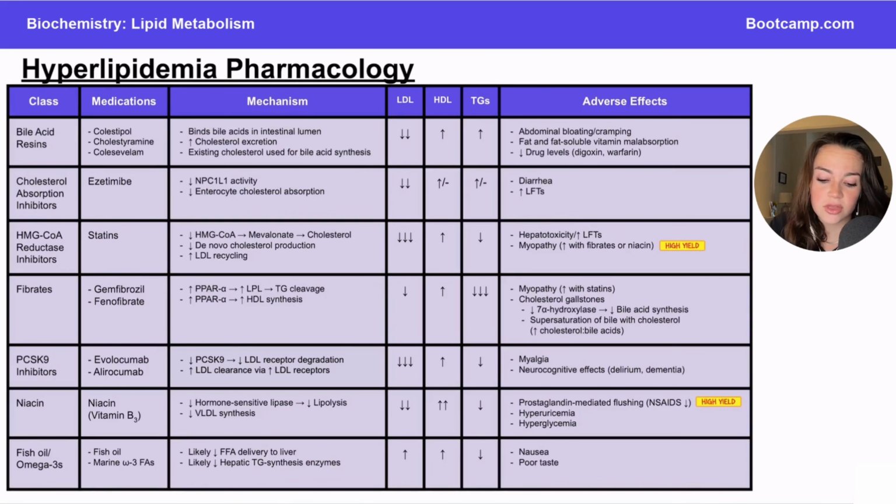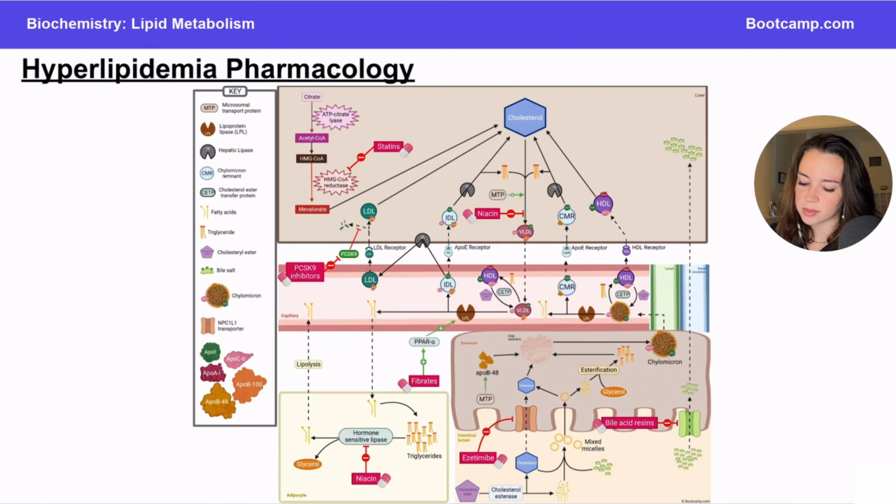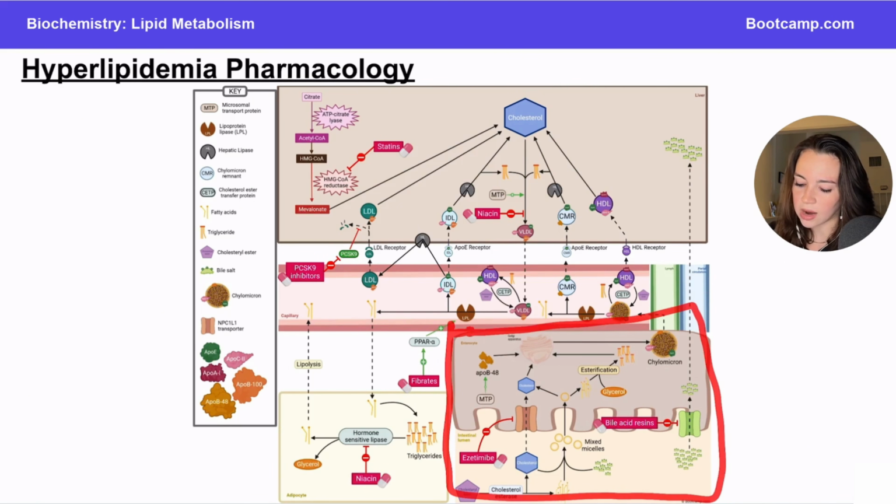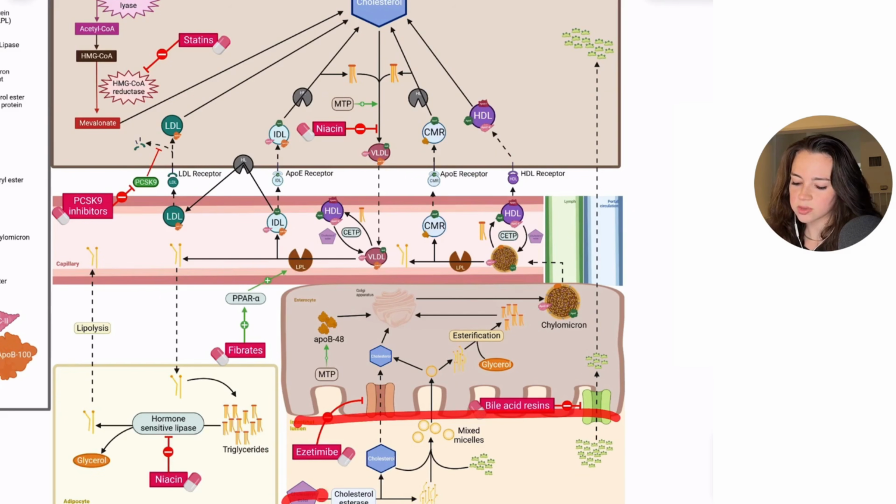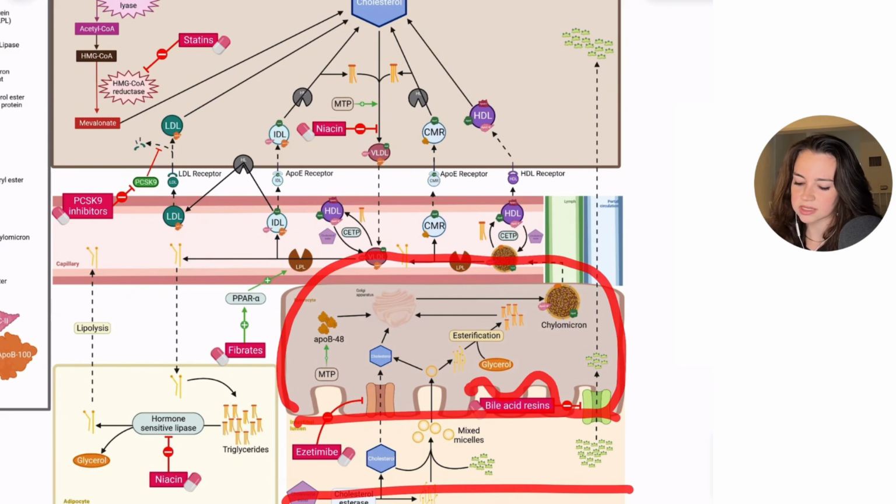All right, we're gonna start off with our bile acid resins. And some of the representative drugs that you might see listed by name within this class are colestipol, cholestyramine, and colesevelam. And the way that these are going to work is they are going to bind to bile acids in the actual lumen of the intestine. So if we go ahead and take a look at our image, remember down here was our intestinal cell, our enterocyte. And here was the lumen of the gut, and then here's the enterocyte right here.